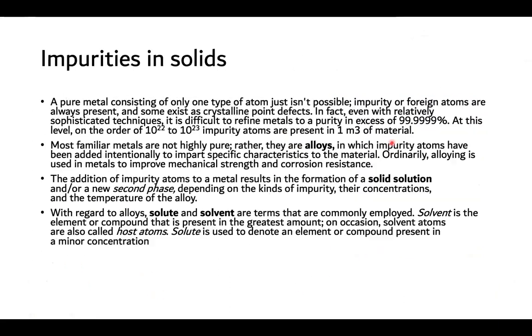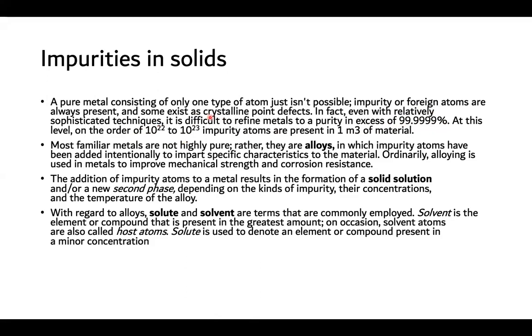Okay, and then in solids, we also always have impurities. For example, say I want to make silicon with 99.9999% purity. At this level, the order of impurity is about 10 to the 22 or 10 to the 23 impurity atoms present in 1 cubic meter of material. So you can imagine that even at a purity of 99.9999%, the number of impurity atoms is at this high level.